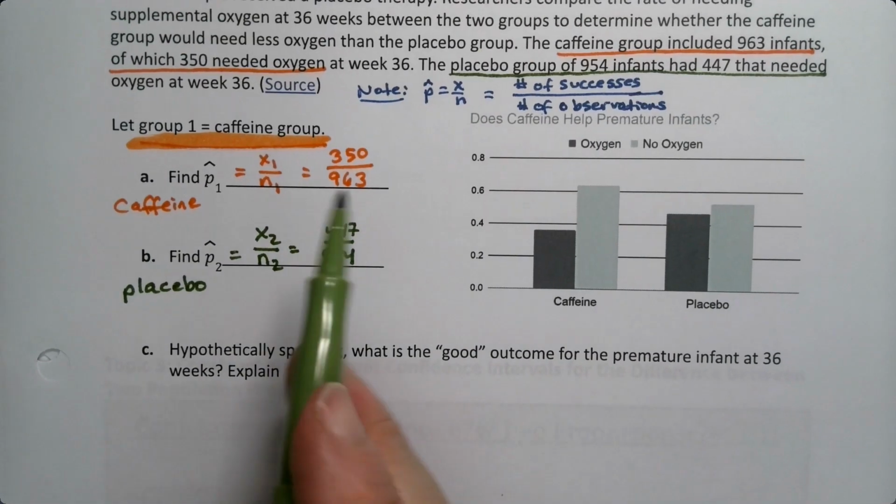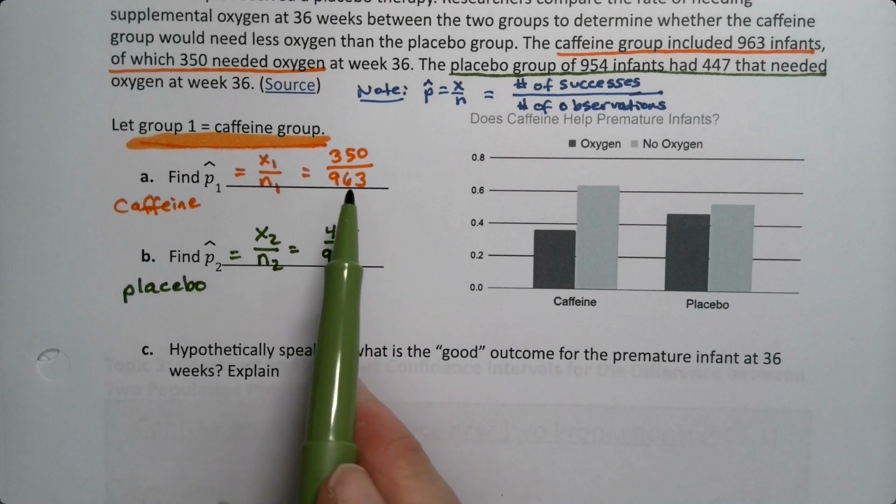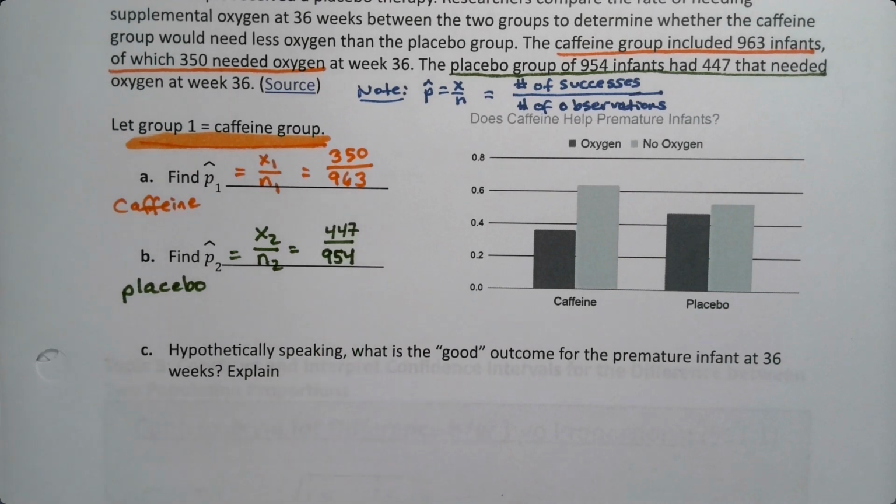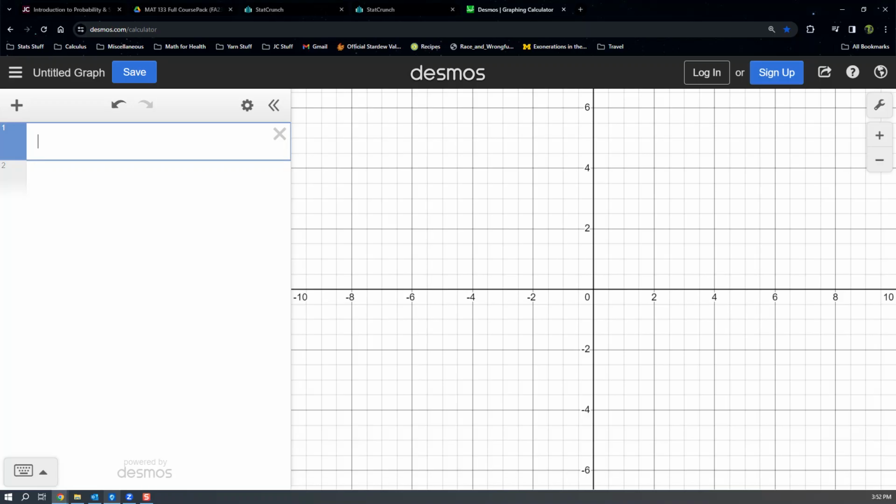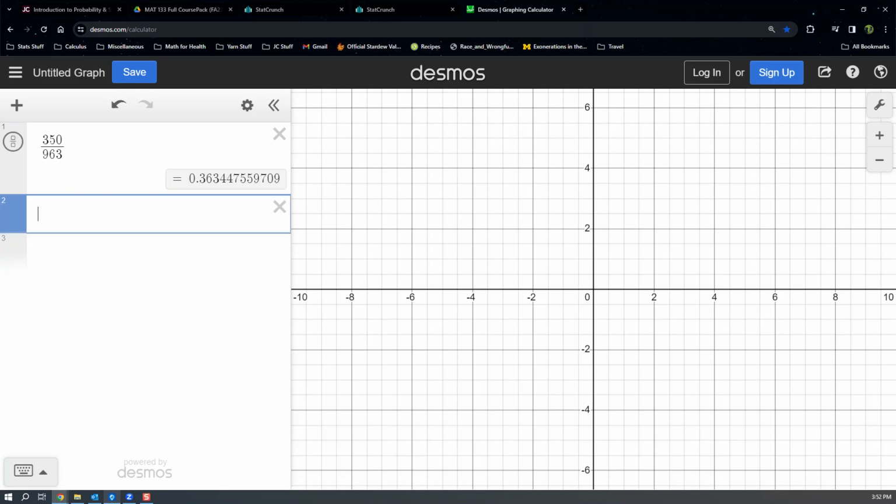Now, that's all well and good, but it's a little hard to compare. So I'm actually going to find these as decimal values right here with Desmos. Okay, so 350 divided by 963 gets us 0.363. And 447 divided by 954 is 0.46, well, 4686. So let me do 4 decimal places. So I'm going to write these down and then we'll go back and grab them. So 0.3634.